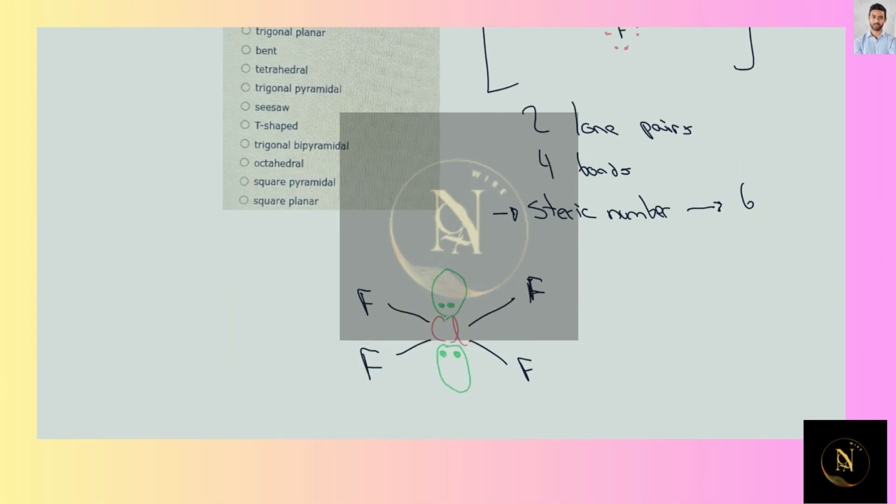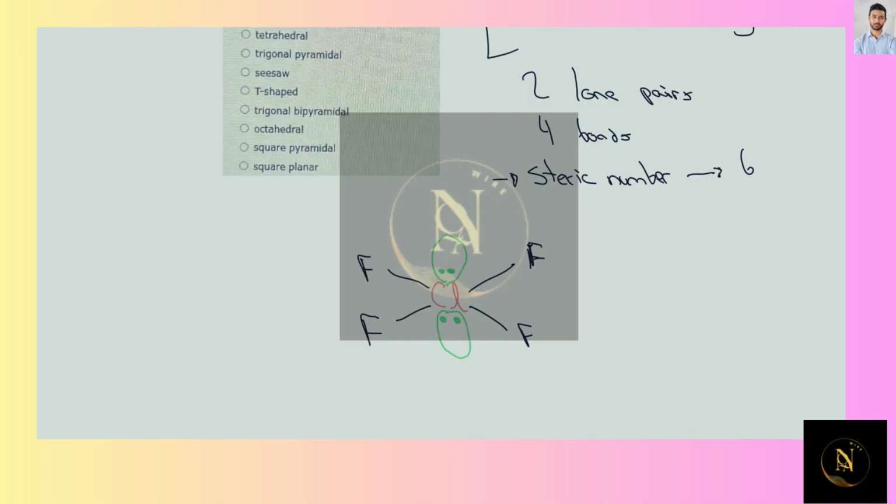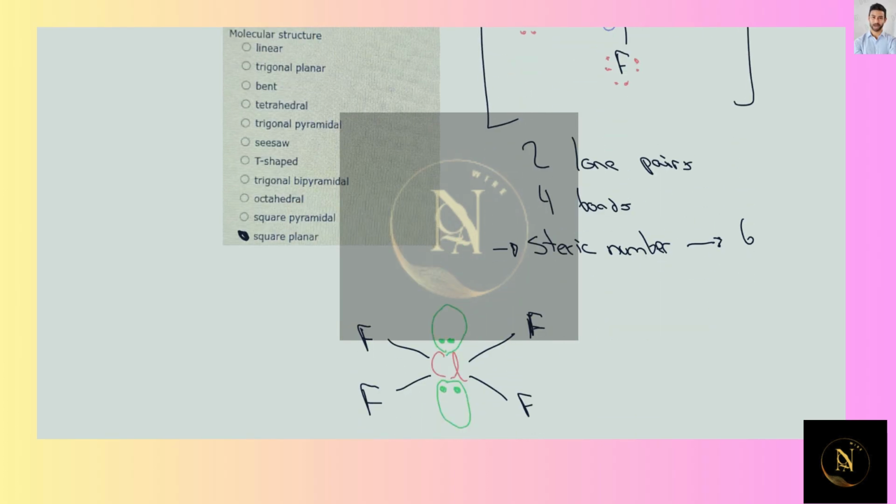Now, as far as the molecular structure, as you can see, in order to decrease the repulsion between the pairs of electrons, they need to be on opposite sides, thus generating a square planar structure on the molecular geometry. And with that, it would be all.